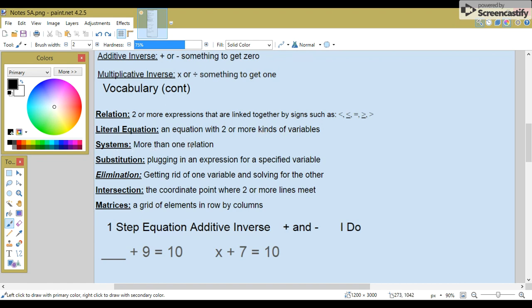Systems: more than one relation. Substitution: plugging in an expression for a specified variable. Elimination: getting rid of one variable and solving for the other. Intersection: the coordinate point where two or more lines meet. Matrices: a grid of elements in rows by columns.